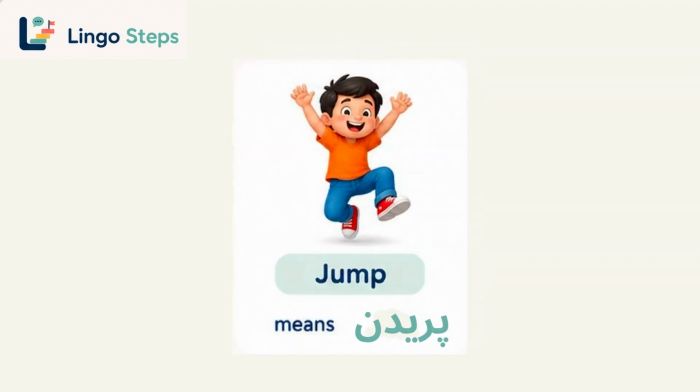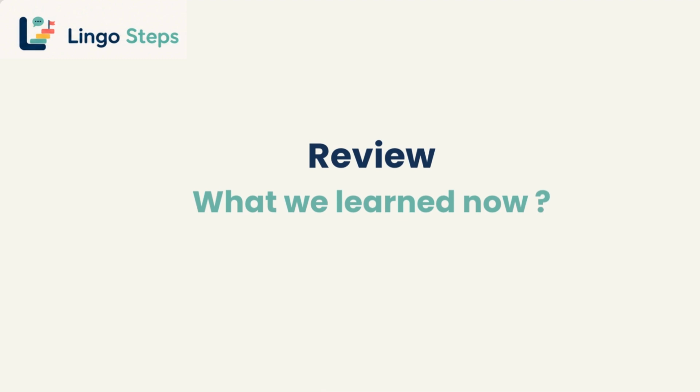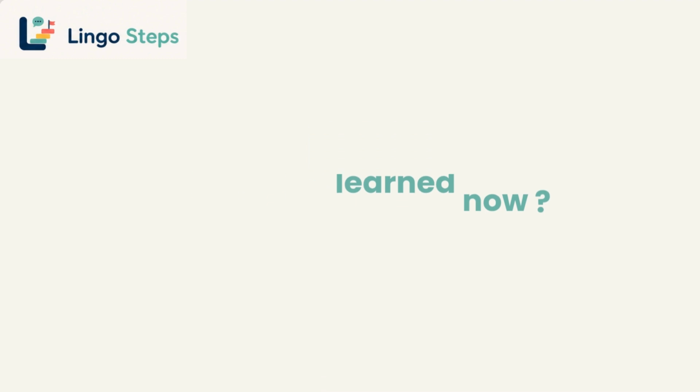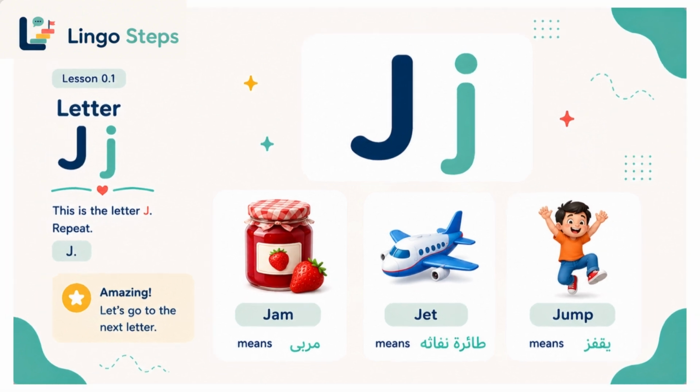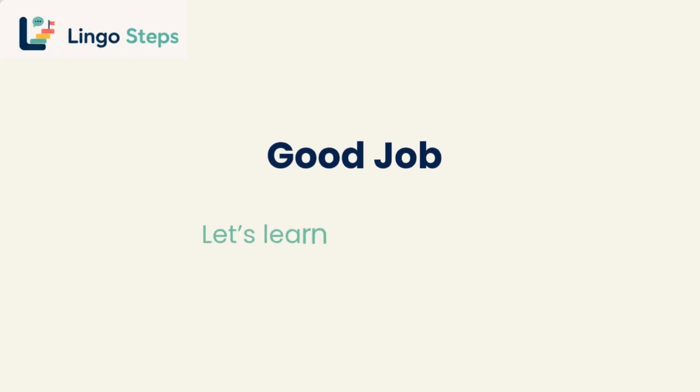Jump. Repeat. Jump. Jump یعنی پریدن. Review what we learned now. J. This is the letter J. J. Jam. J. Jet. J. Jump. Amazing. Good job. Let's learn the next letter.